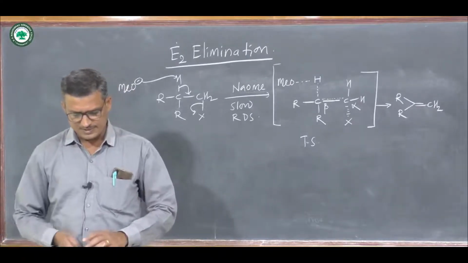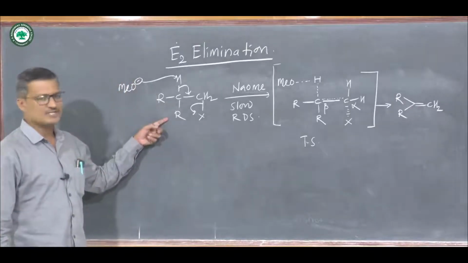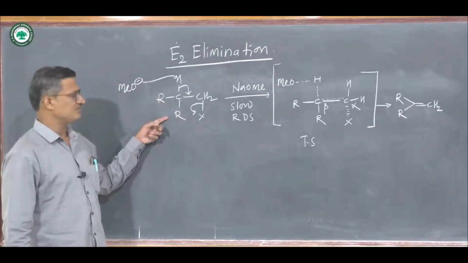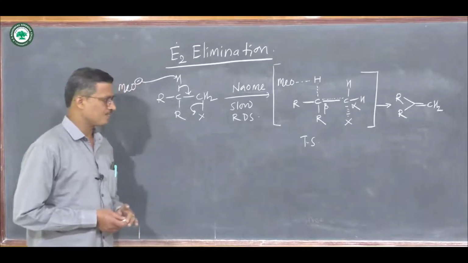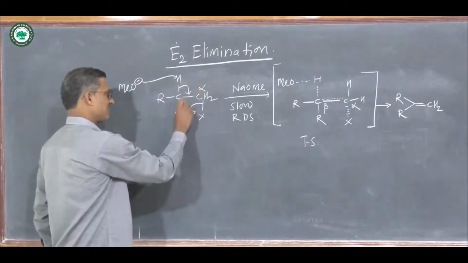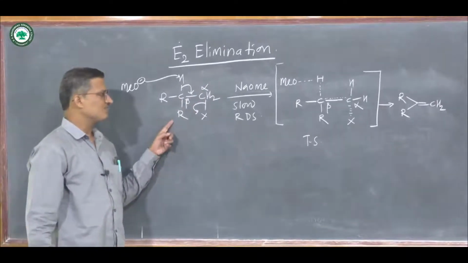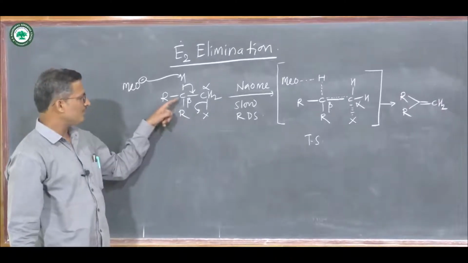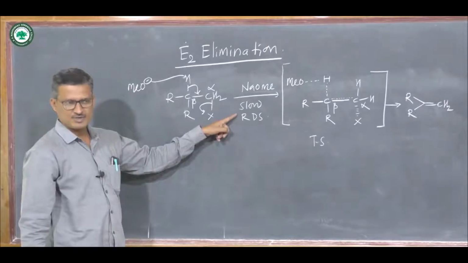Once we see the mechanism and the general example, then we see the kinetics of this reaction, then what are the evidences for this mechanism? We call this the alpha carbon, this the beta carbon. What happens in case of E2? It is a concerted process. The bond between beta carbon and hydrogen is broken in a slow step, or rate determining step.